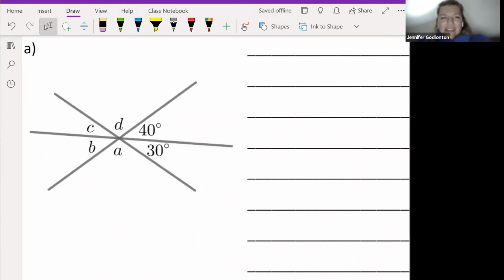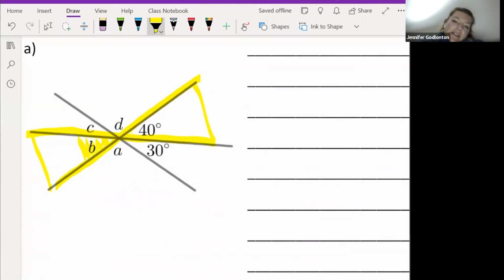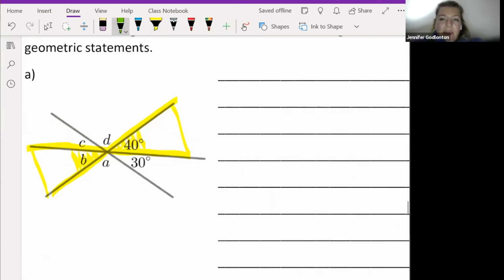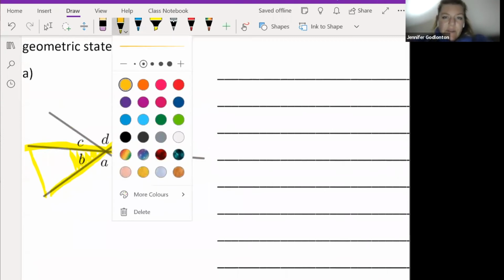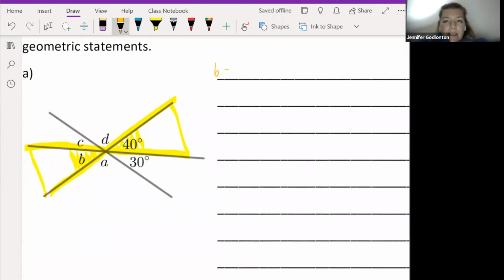All right, let's get going. I'm going to start with our easiest ones first. This is a straight line, and this is a straight line. That means that's my bow tie. That means that B is equal to 40. So that's my first stop. I'm going to say B is equal to 40 degrees because of vertically opposite angles being equal.